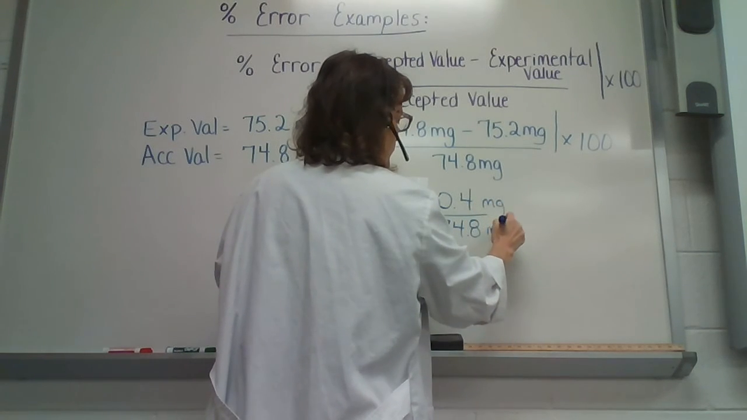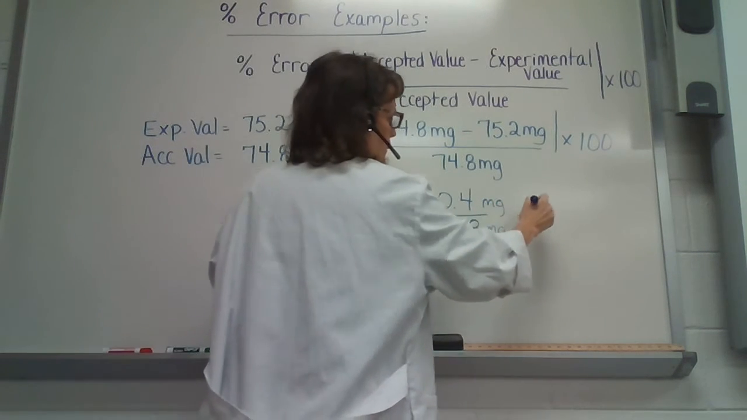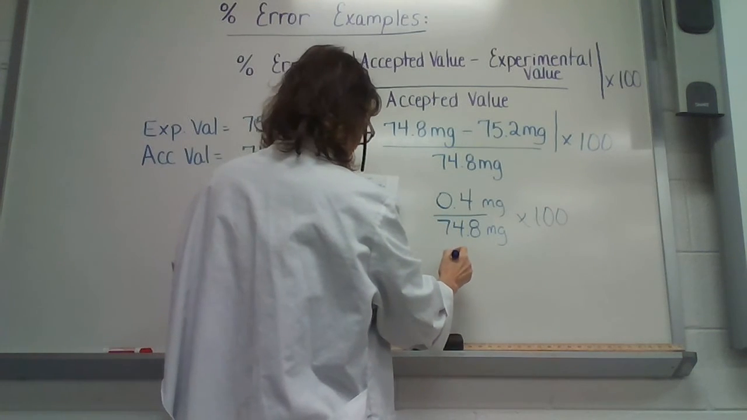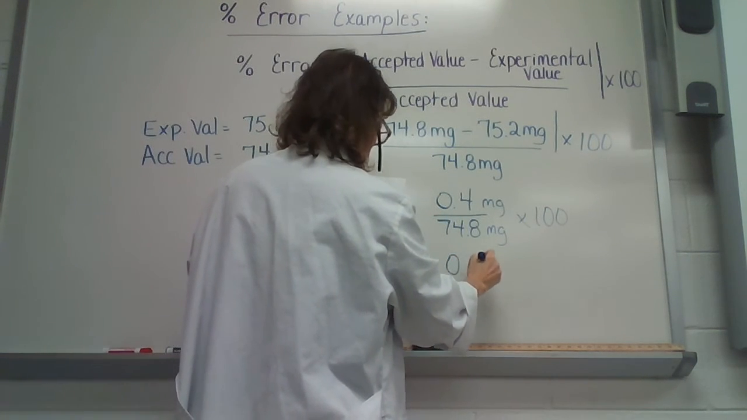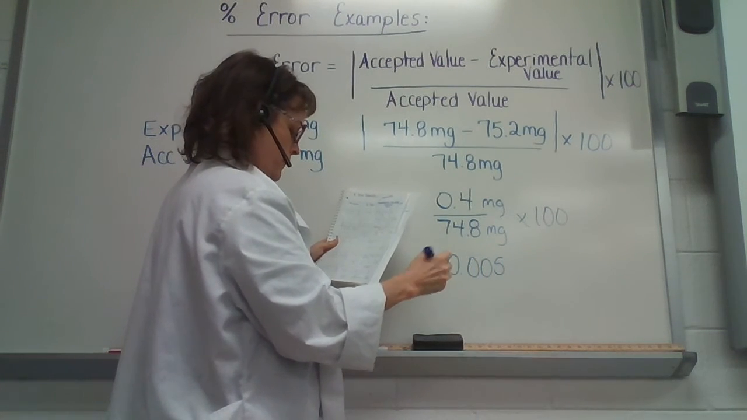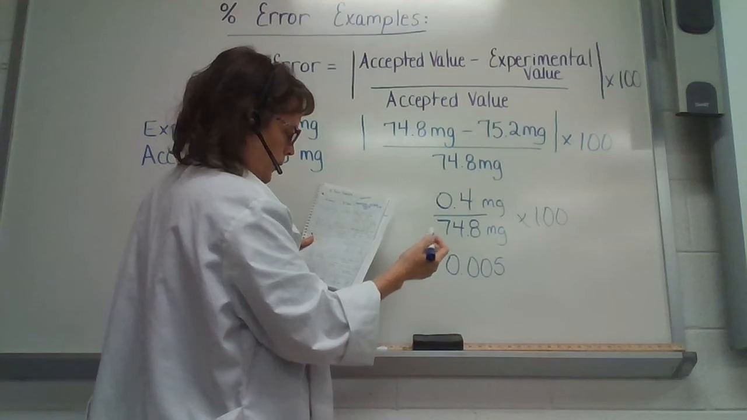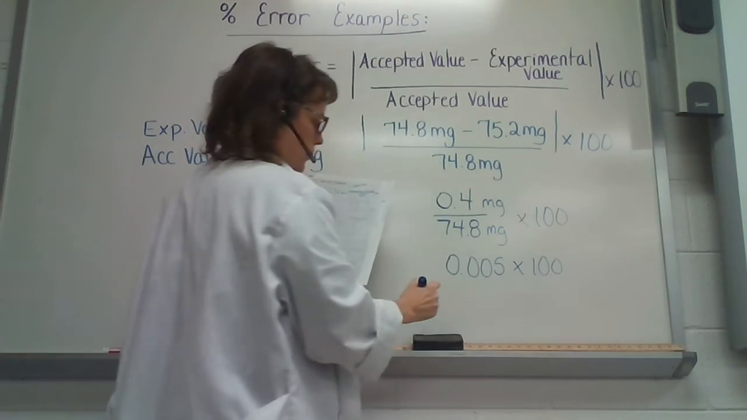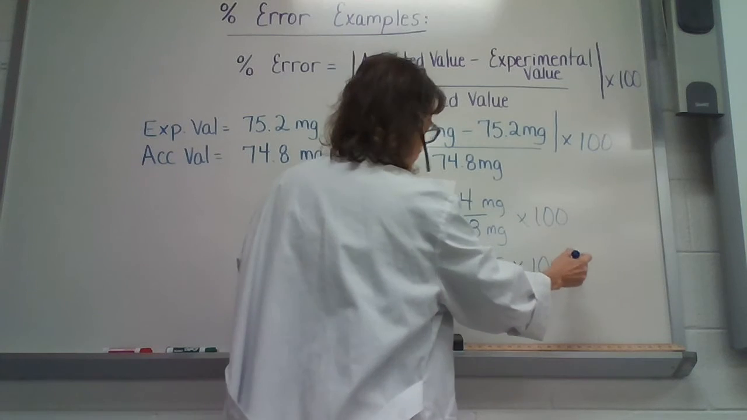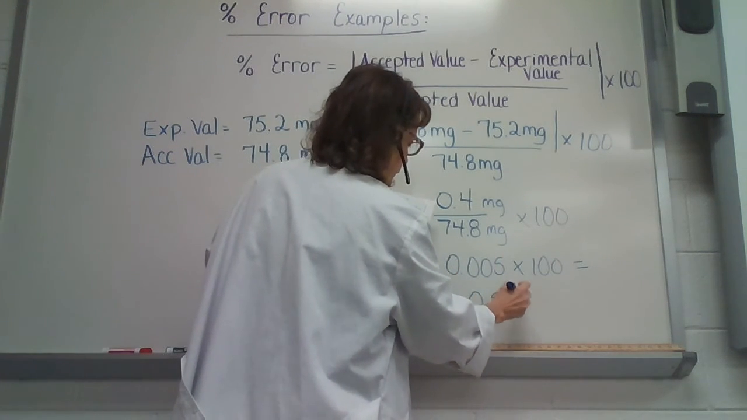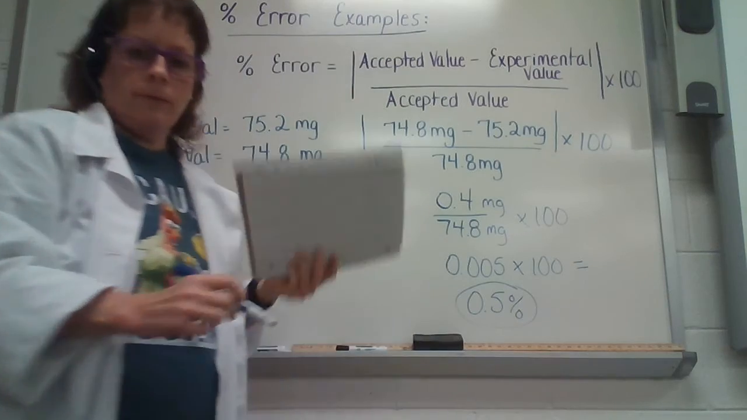This is milligrams times 100. Plug this into the calculator, and you get the value of 0.005, actually 53, but we would round, so we just basically leave it, and that's times 100. So what you end up getting for this one is a 0.5% error.